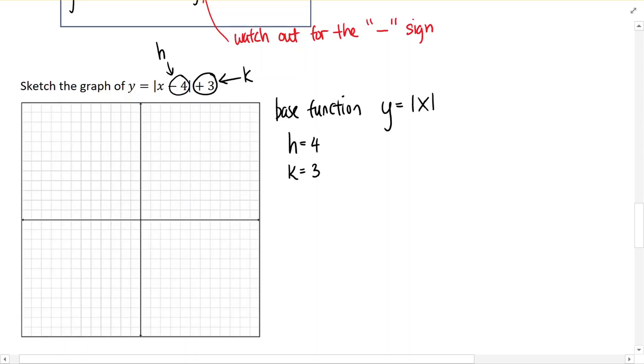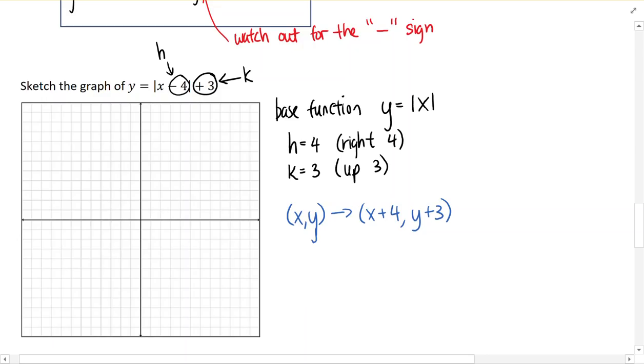And the k value is 3. When you have a positive h, it means you're moving to the right 4. And if you have a positive k, it means you're moving up 3. So if we're looking at it in a translated way, let's show the mapping. I'm going to show the mapping in blue. From the original xy, we have moved 4 to the right, so that means x plus 4. And we moved 3 up, so y plus 3. That's how you would show the mapping for this particular function here.